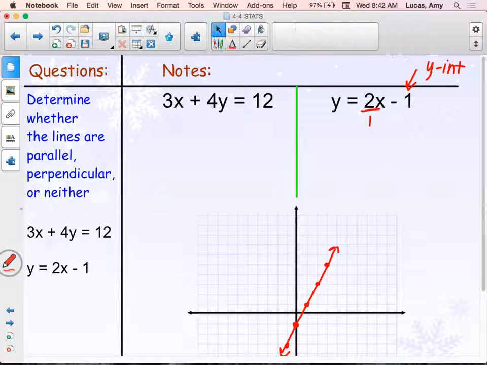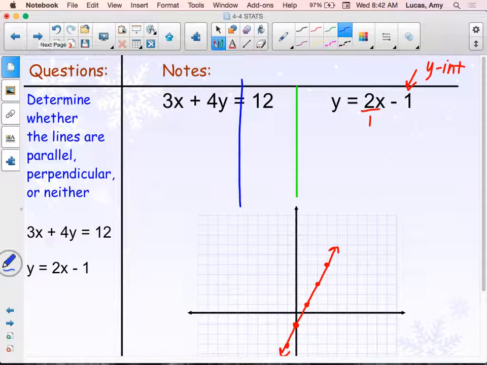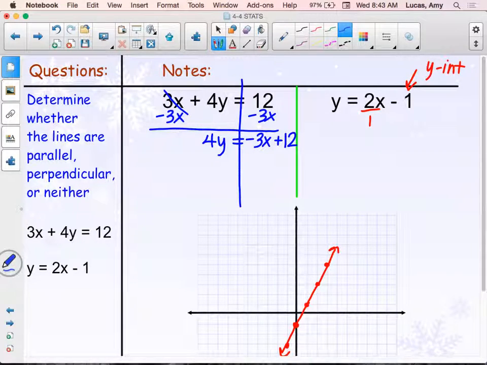Now the second one, I'm going to need to solve first to get the y by itself. So I need to subtract the 3x to move it over to the other side. So that would be -3x plus 12, because you always want your equation in slope-intercept form. Then I divide everything by 4. So y equals -3/4 x plus 3. So start at 3 on the y-axis, go down 3 over 4, down 3 over 4, and then I can draw my line.